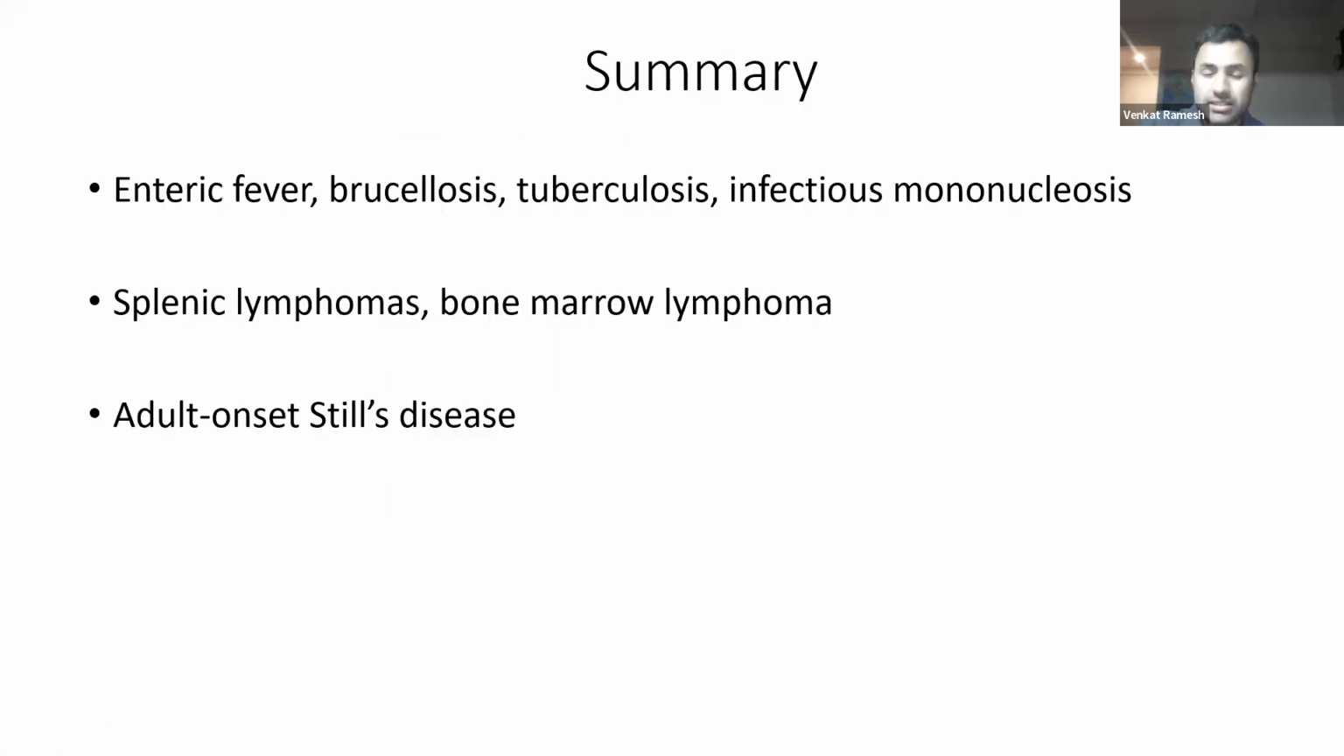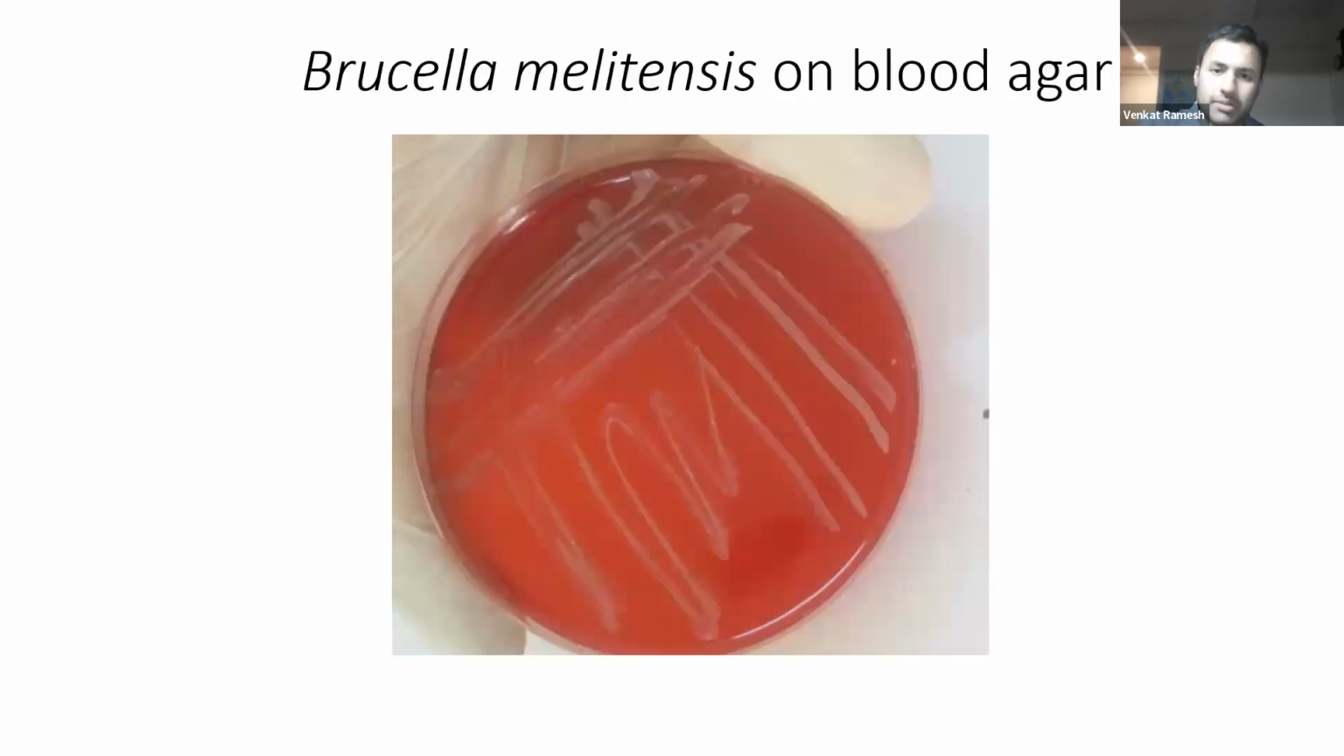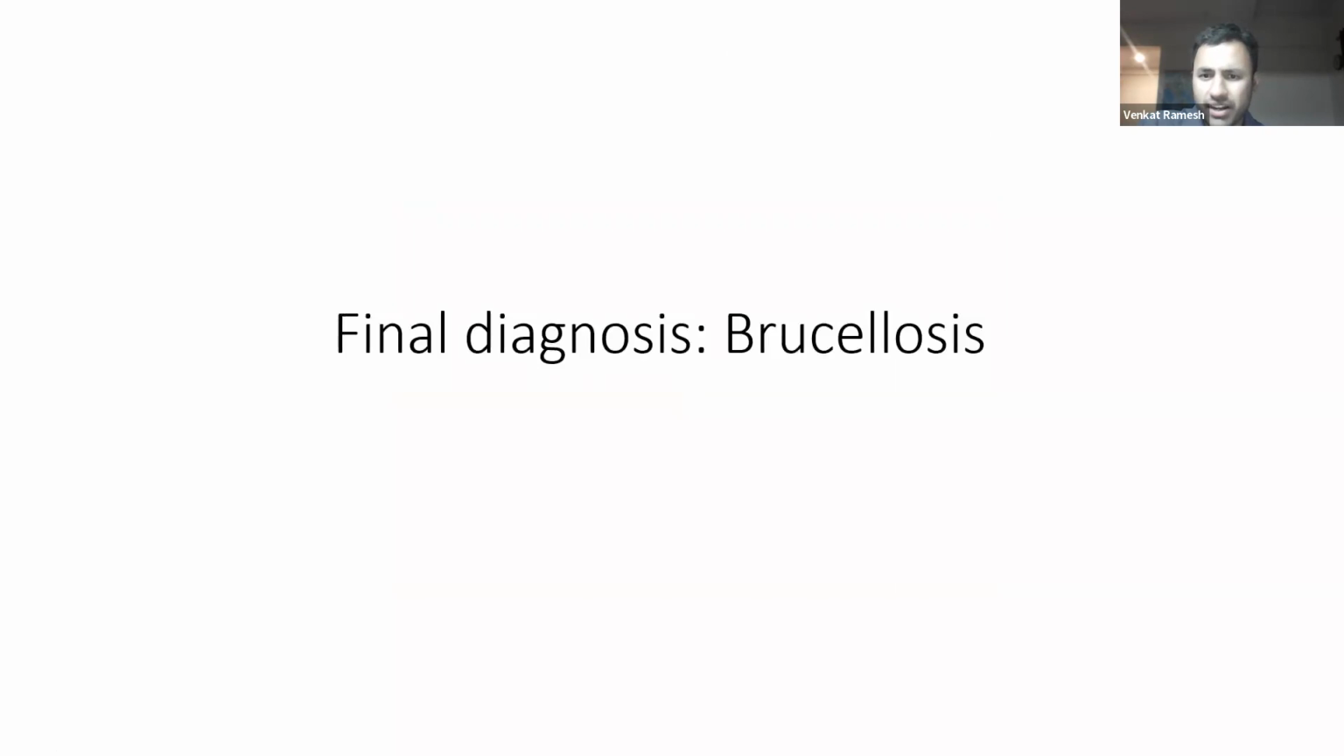So as we were planning for further evaluation, we got a call from the microbiology lab saying that a blood culture had flagged positive and was showing gram-negative rods. And this is how the culture plate looked. So this was Brucella melitensis on blood agar, and the final diagnosis was brucellosis. So she received rifampin and doxycycline and made a complete recovery.